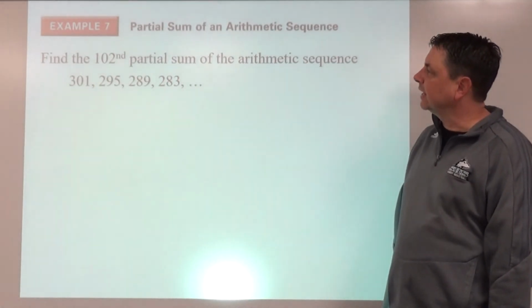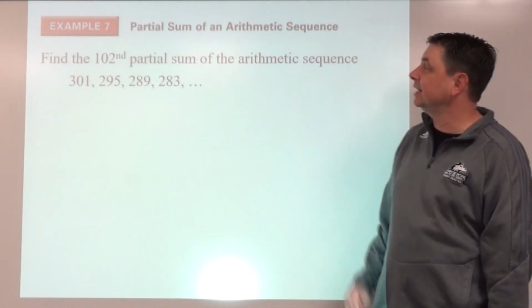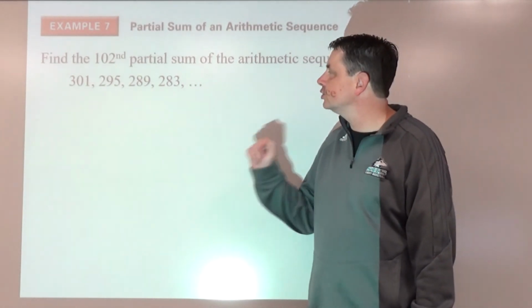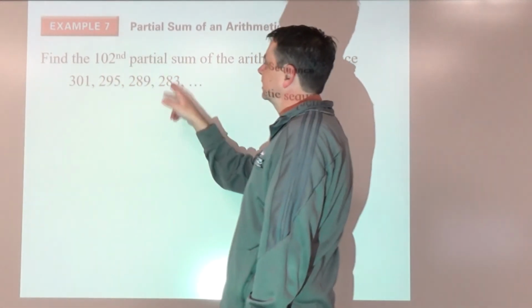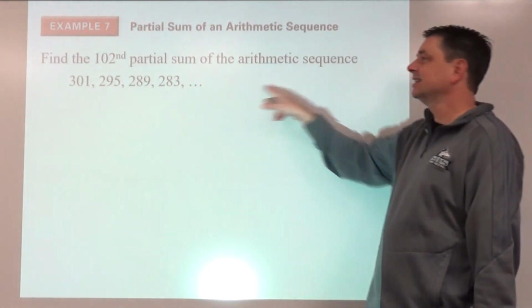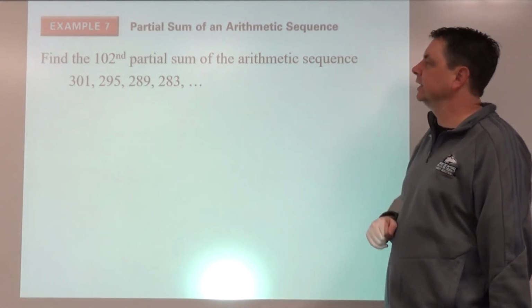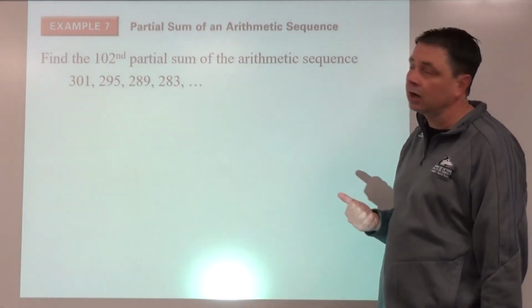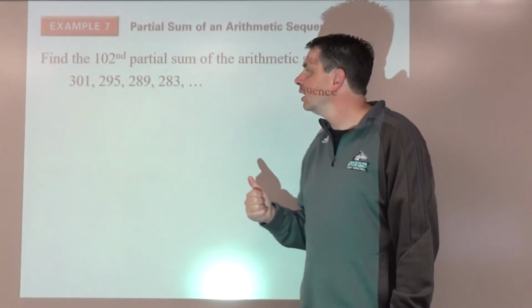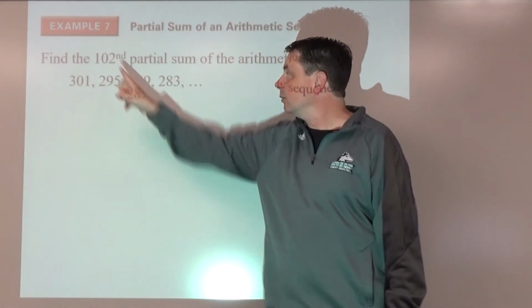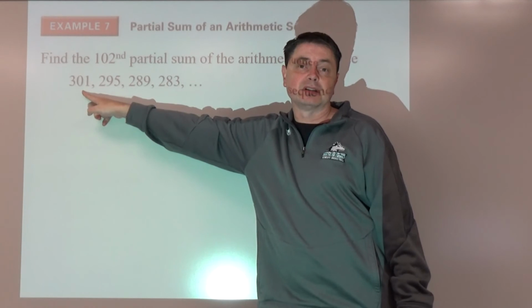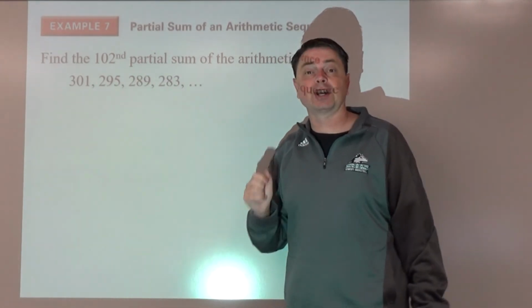So let's use that to find the 102nd partial sum, meaning the sum of the first 102. If we added this and this and this and this and 98 more, what would we get? Okay, so for our formula, we need to know how many terms we're adding up. We do. What's the first? And then what's the last? We don't quite know that yet, so we're going to go after the last.